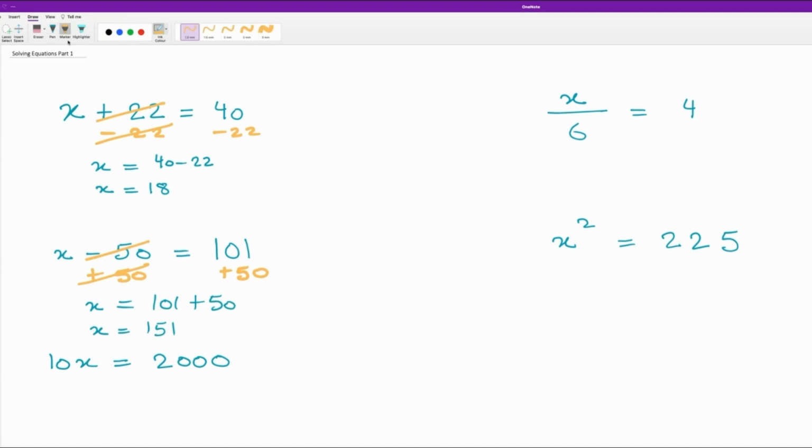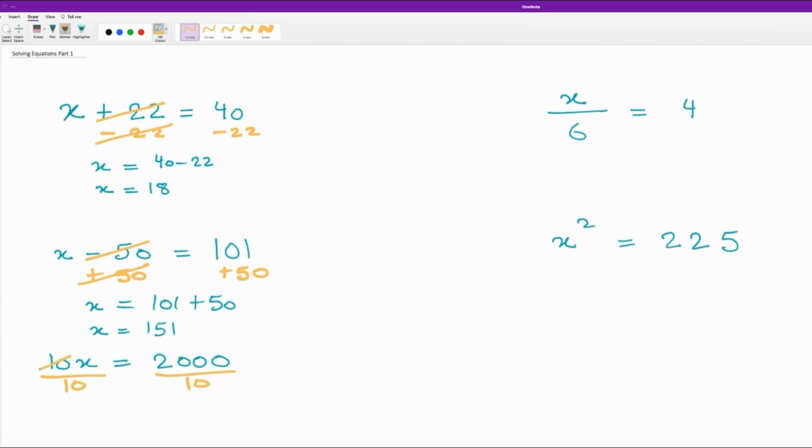The third question is 10x is equal to 2000. Here, again, we would need to isolate this x. To isolate this x, I have to get rid of this 10 and move it to the other side. Now this 10 is being multiplied by x. So the opposite of multiplying is to divide. And so I'll divide both sides by 10.